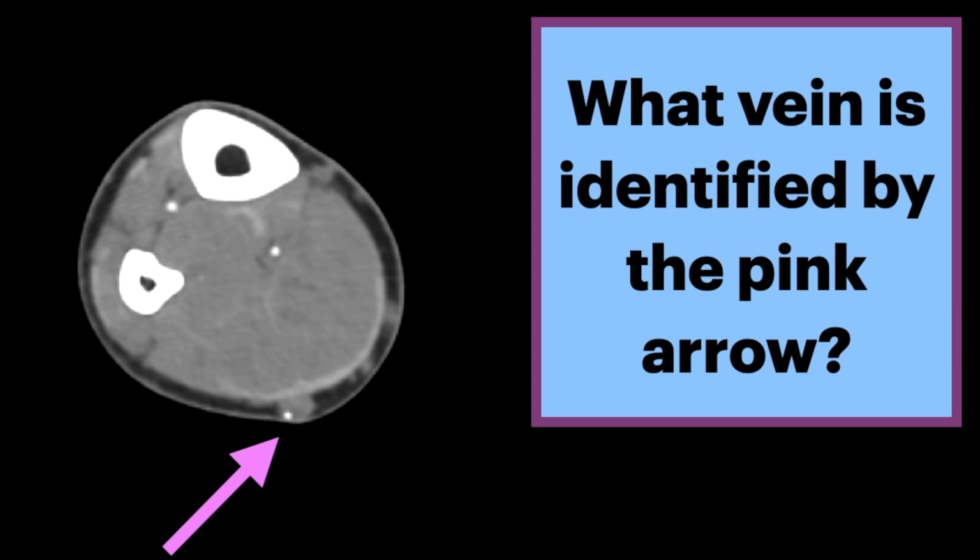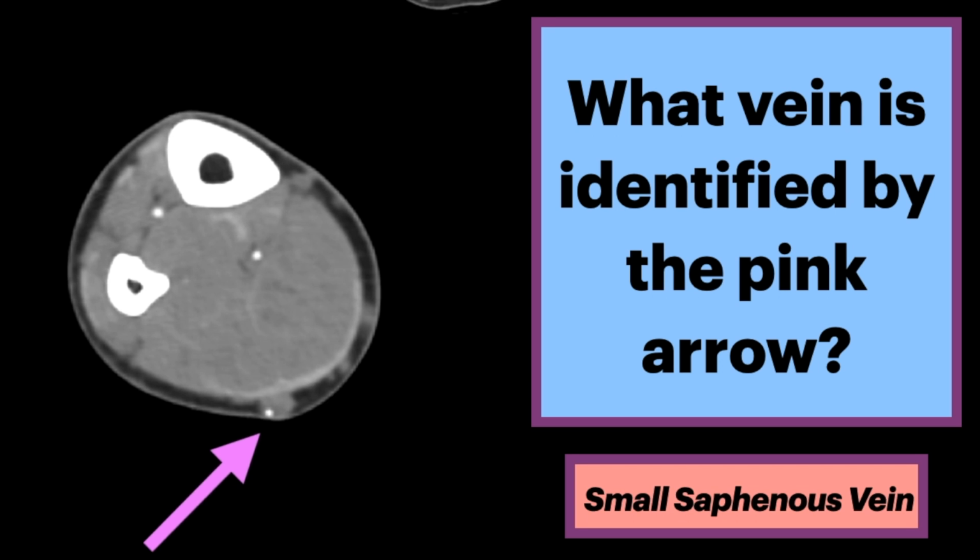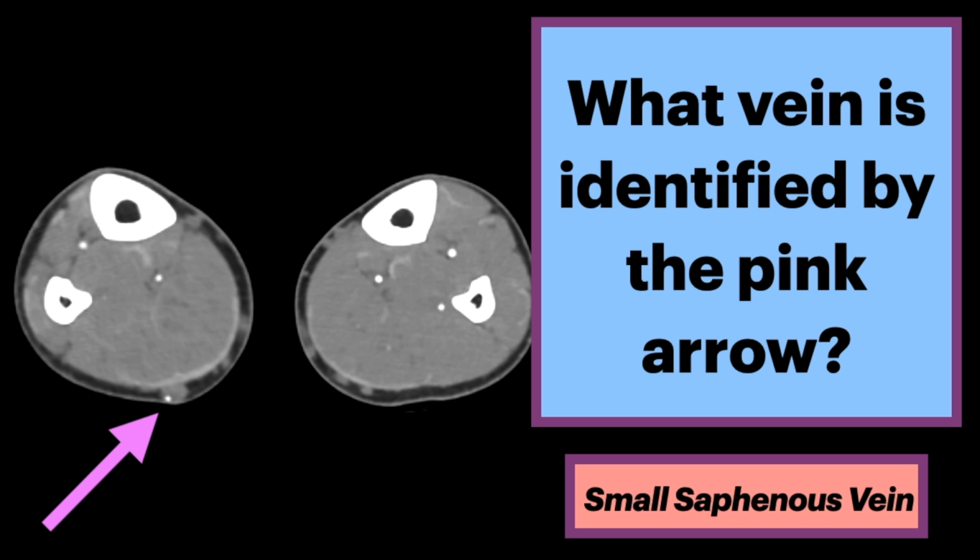What vein is identified by the pink arrow? This is the small saphenous vein. Our case here is abnormal in that the small saphenous vein is very dilated. Compare to the normal contralateral side.